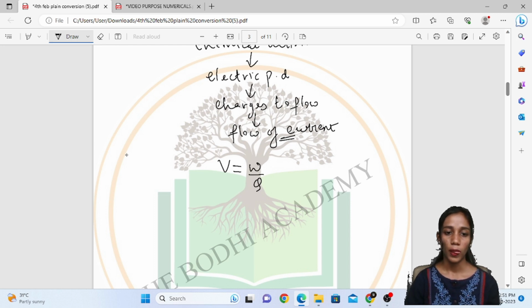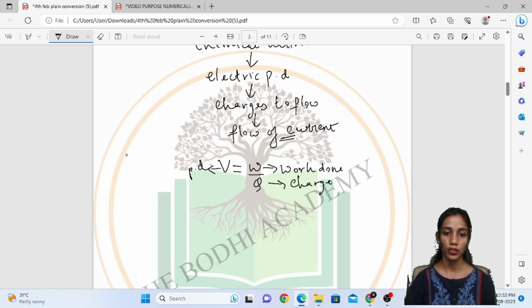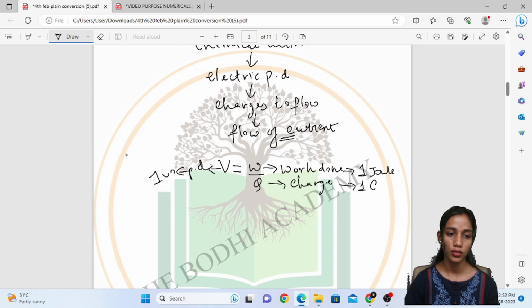Okay. So V is given the SI unit. First of all, V is the potential difference. What is W? W is the work done, and we know that Q is the charge and V is the potential difference. Now we need to pay attention to the SI unit. The SI unit of work done is 1 joule. And the charge, we have seen that it is given by 1 coulomb. And for potential difference, the SI unit is 1 volt.